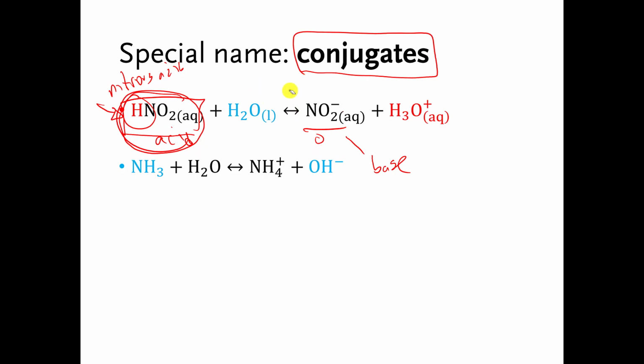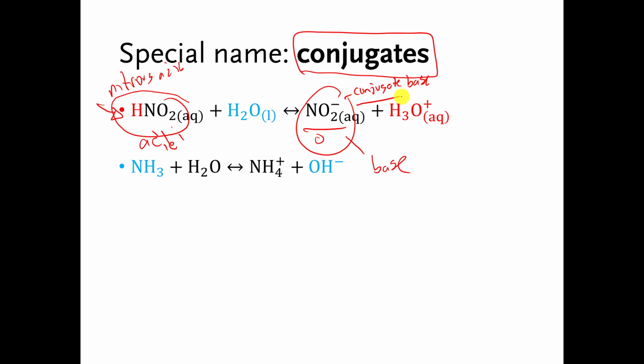The term conjugate comes up here. This is an acid, and on the other side, this is called its conjugate base. Conjugate in this case means it's married to or it's tied to this other thing on the other side. So if I said, hey, what's the conjugate of nitrous acid? You would look at this equation and say, oh, that's the stuff over here, NO2 with a -1 charge.